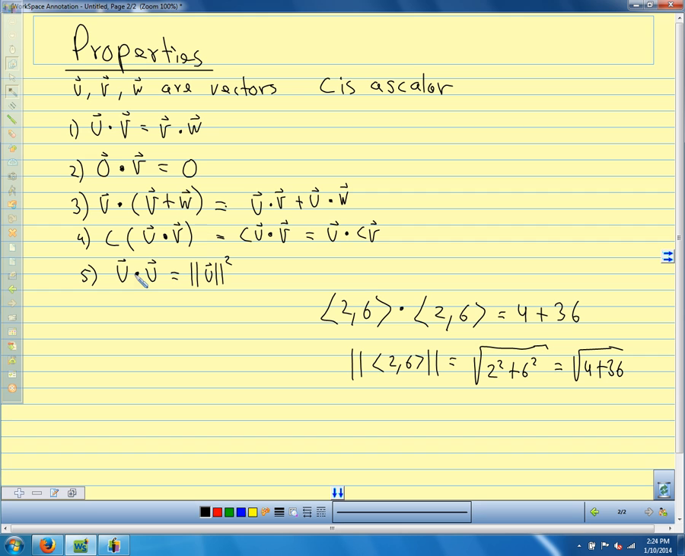Yes. Oh, yes, thank you. That would be nice if we could just substitute any vector we wanted in. Thank you.